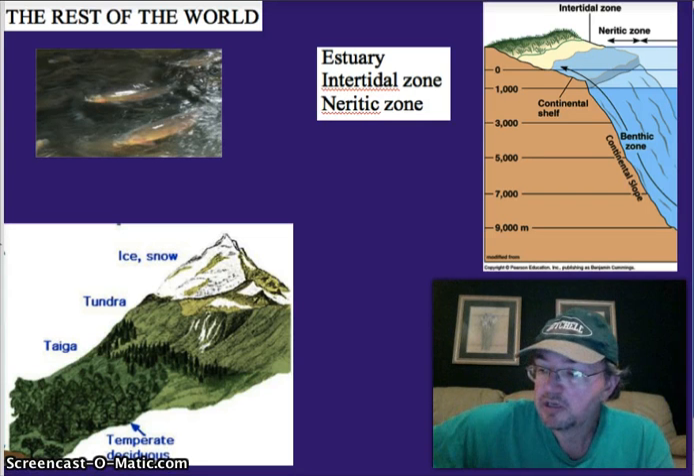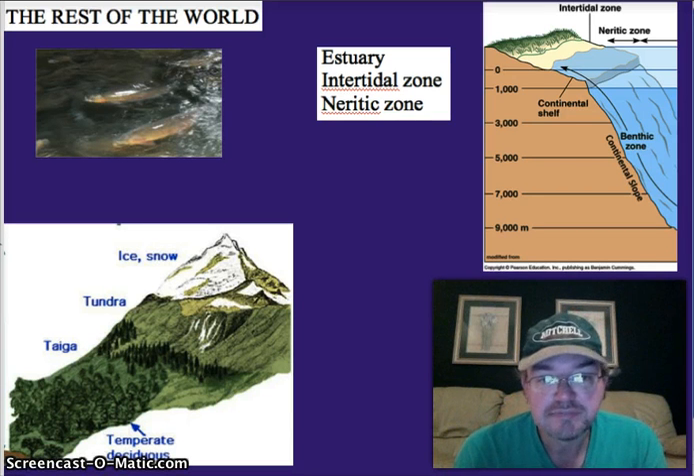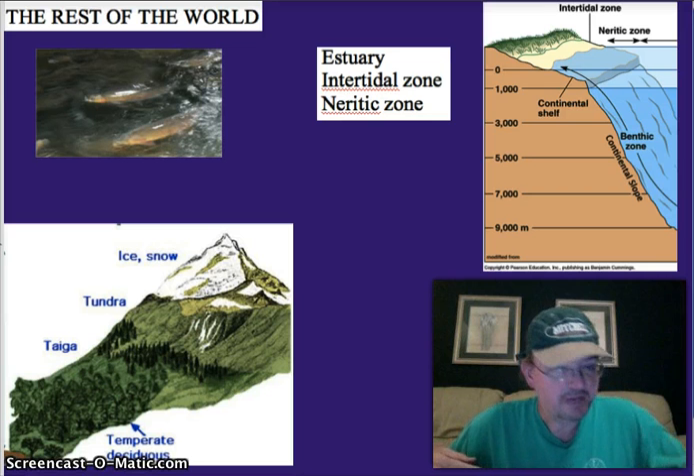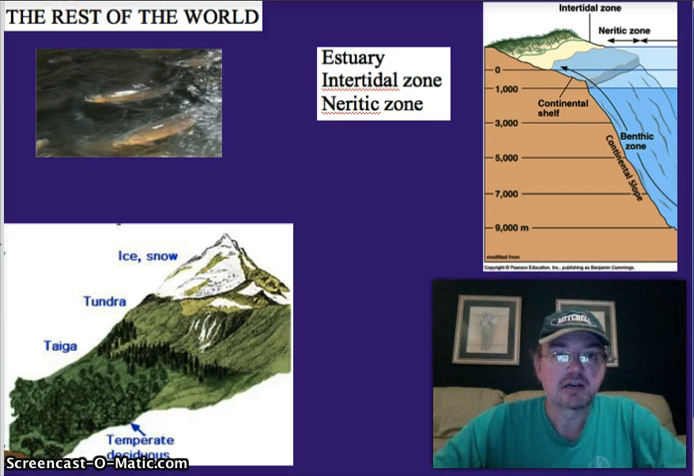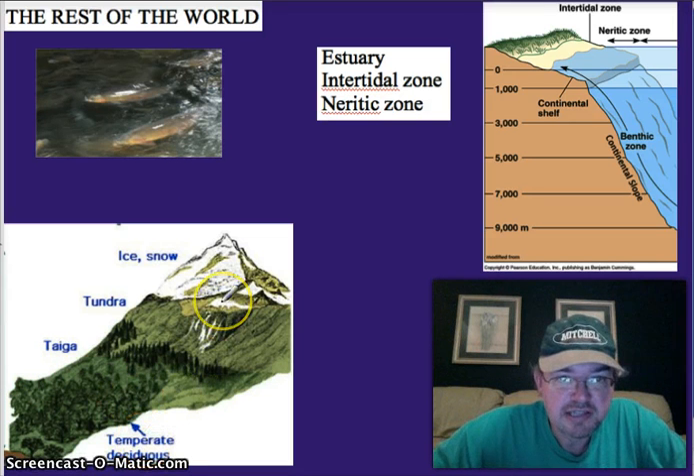So one place where you don't find a specific biome is a mountain range. If I can find my pen, I'll get to color in here. Anyway, a mountain range, you'll have multiple biomes. You can see this diagram right here.